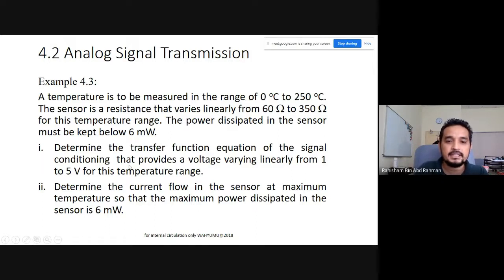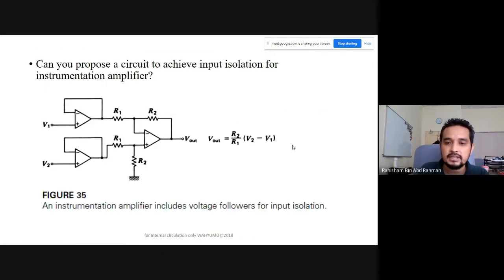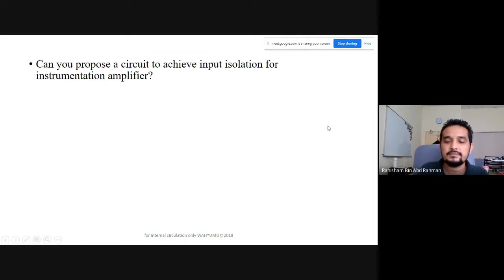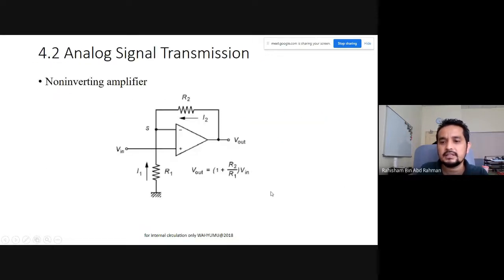Okay, determine the transfer function. We reviewed some transfer functions previously. These are what we call equations, or another word for this is a transfer function.